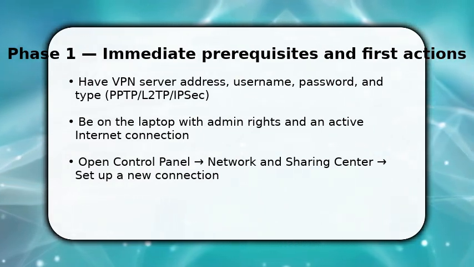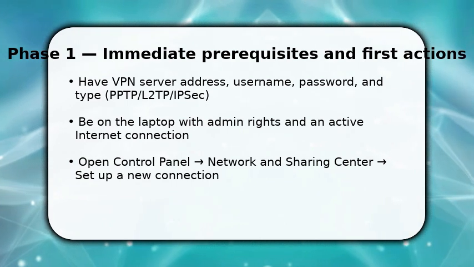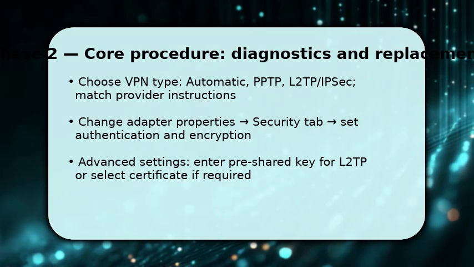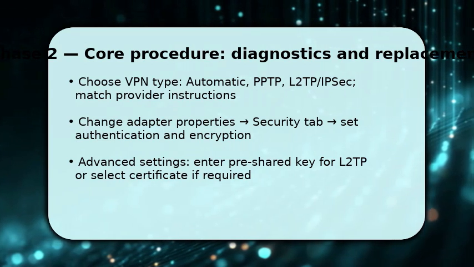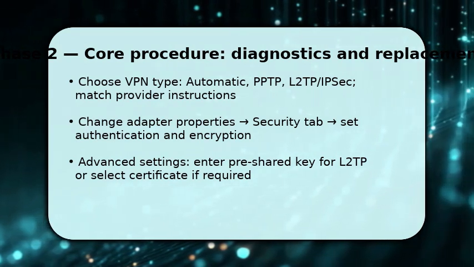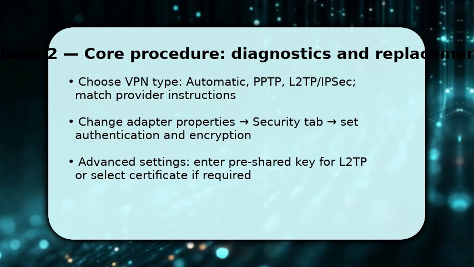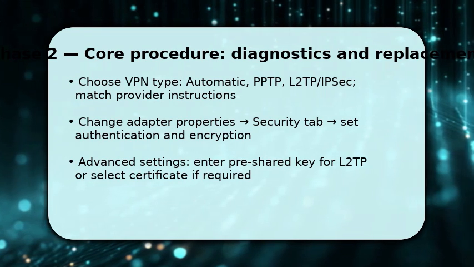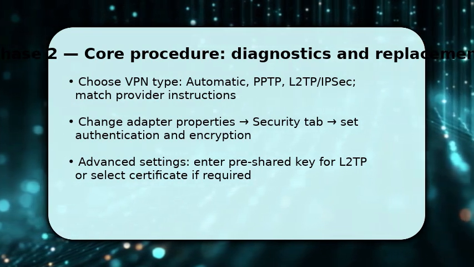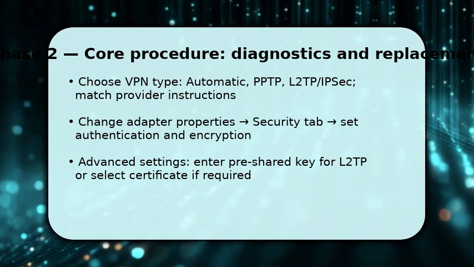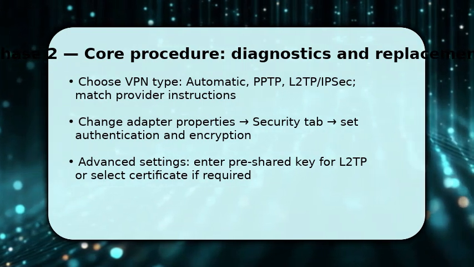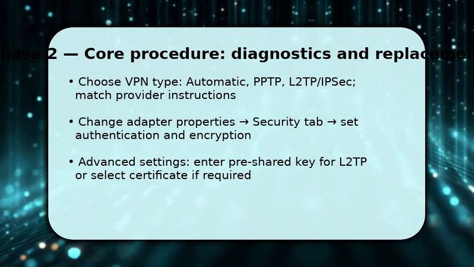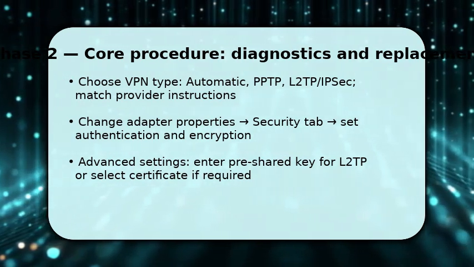Now you tune security and authentication to match the VPN server, because mismatches are the most common failure. Right-click the new connection, choose Properties, then the Security tab, pick the correct VPN type, Automatic, PPTP, or L2TP with IPsec. Set authentication to MS-CHAP v2 or certificate as required, and click Advanced Settings to add a pre-shared key for L2TP. Make sure encryption is required, and that IPv4 is enabled.